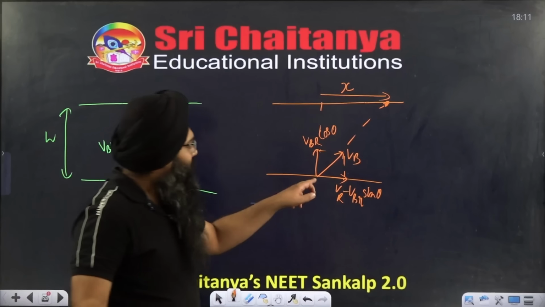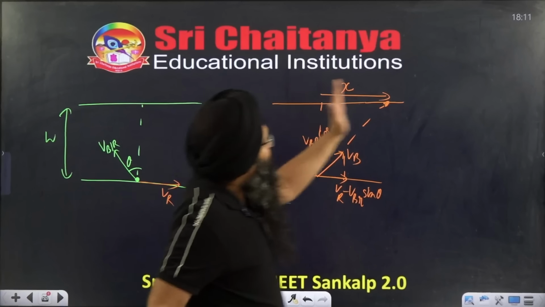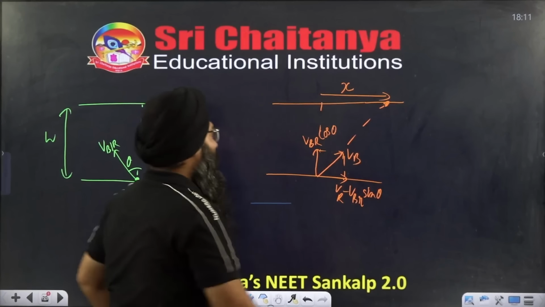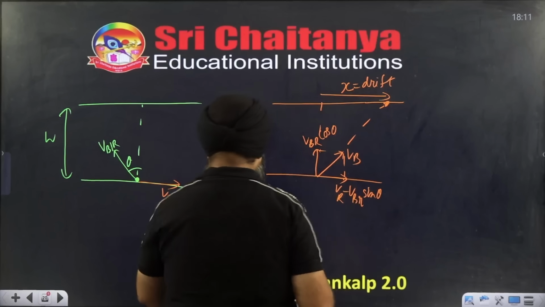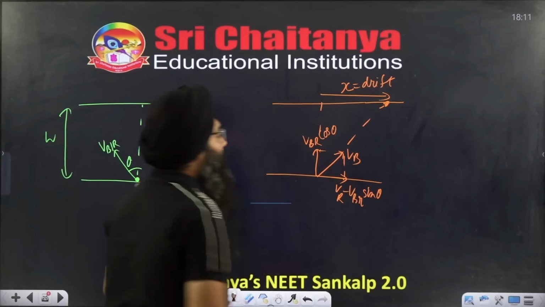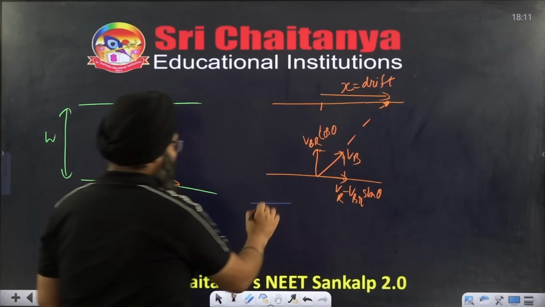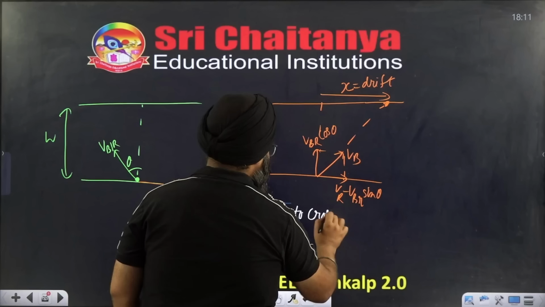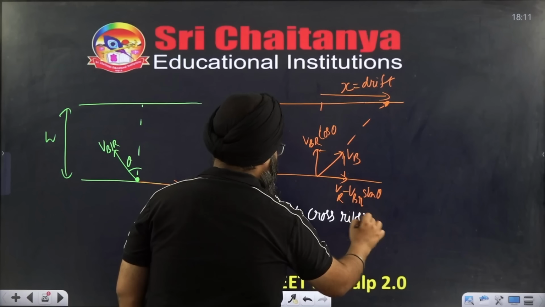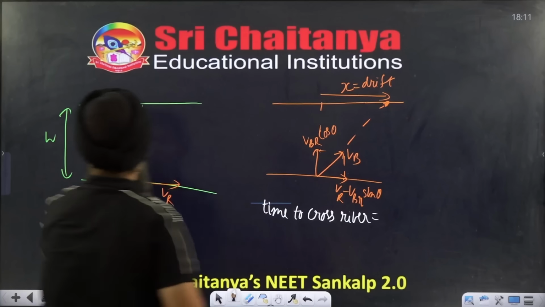That means from the initial position on the opposite bank, how much it got drifted in the right direction, that is called the drift of the particle. I want to calculate this also, and the width of the river is given to me. Now please understand one thing. To calculate the time to cross the river, I am calculating in the vertical direction.